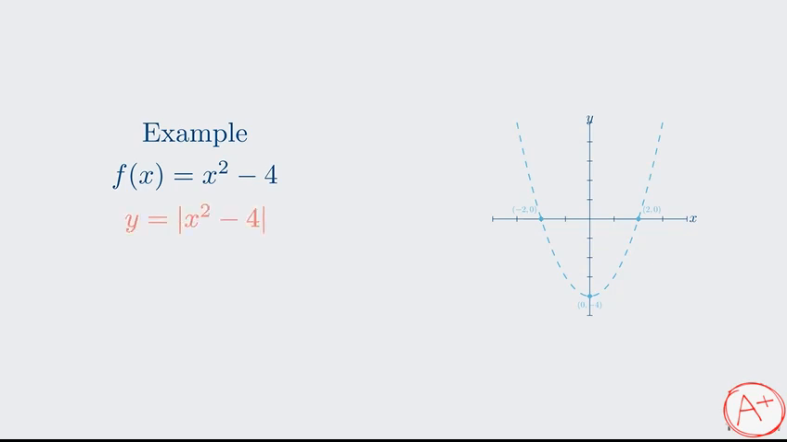When we transform this into y equals the modulus of x squared minus 4, we focus on the section below the x-axis. The portions where x is less than -2 or greater than +2 remain unchanged because they are already above the axis. However, the bowl at the bottom is reflected upwards. The new vertex is at (0, +4). This creates a distinctive W or M shape, depending on the orientation of the original parabola.